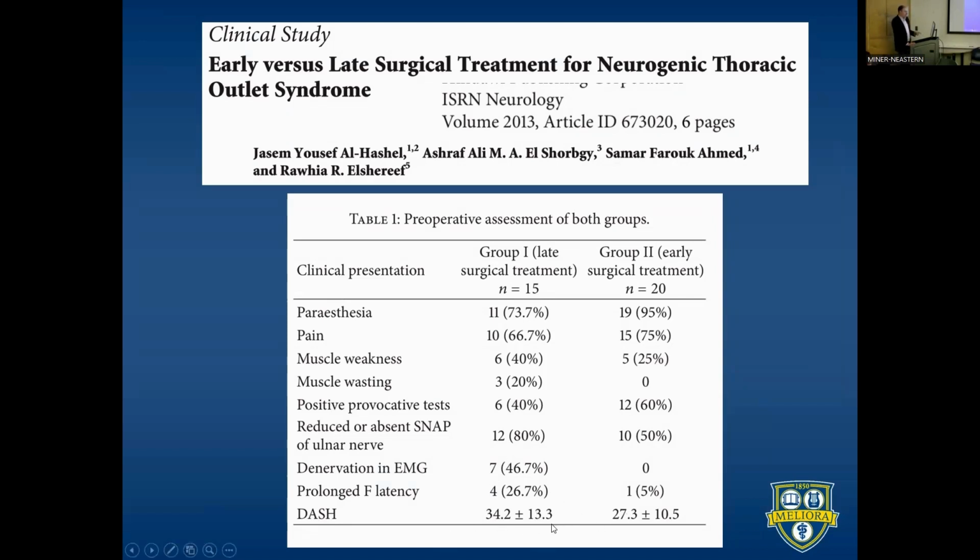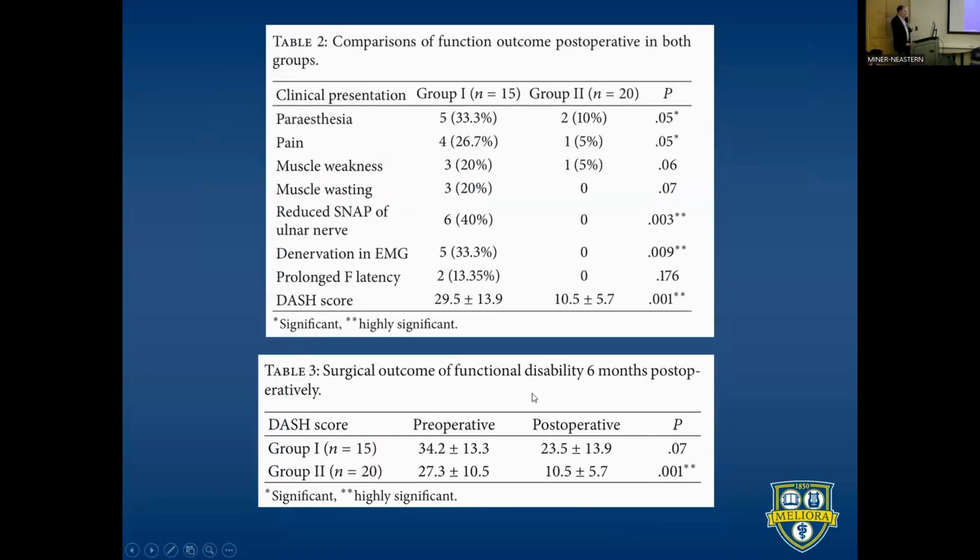This is their preoperative score, and you can see in the early group, their DASH score is lower, which is better. So there's already a functional difference between these groups at the time of presentation. But things like the amount of muscle wasting and pain are going to be more in the late group. And basically what they found was, in the late group, their DASH score didn't improve as much. So they went from 34 to 23 versus 27 to 10. So it's hard to get them back to normal.